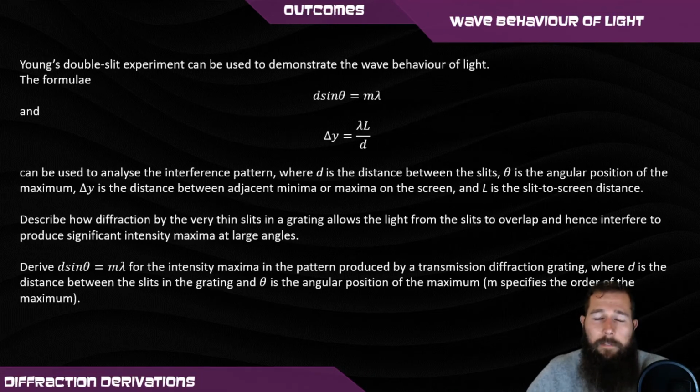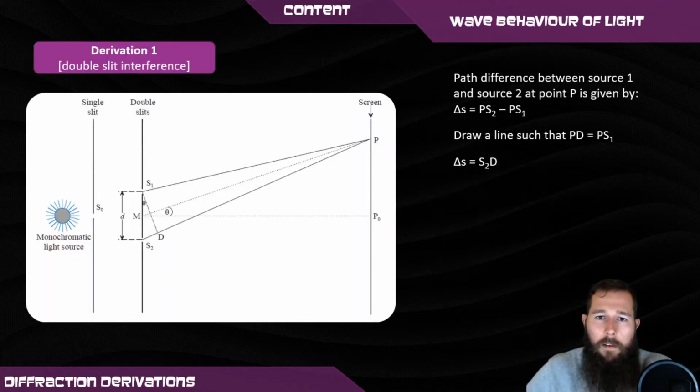In this video we're going to look at a few derivations for equations that we use when we're looking at light. The first derivation we're going to look at is the relationship between the angle of the maximum and the wavelength of light. So first off, let's draw a diagram of our setup where we've got two light sources, a screen, an angle that's defined by the central point between the slits and the angle of the first maximum.